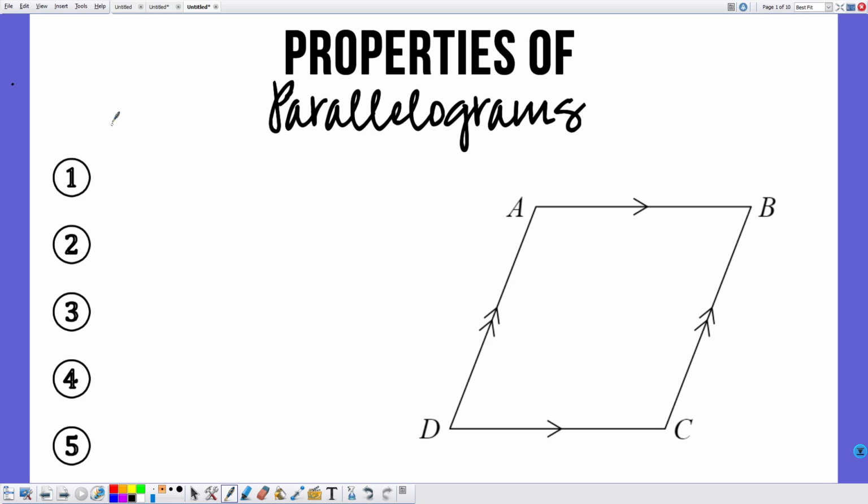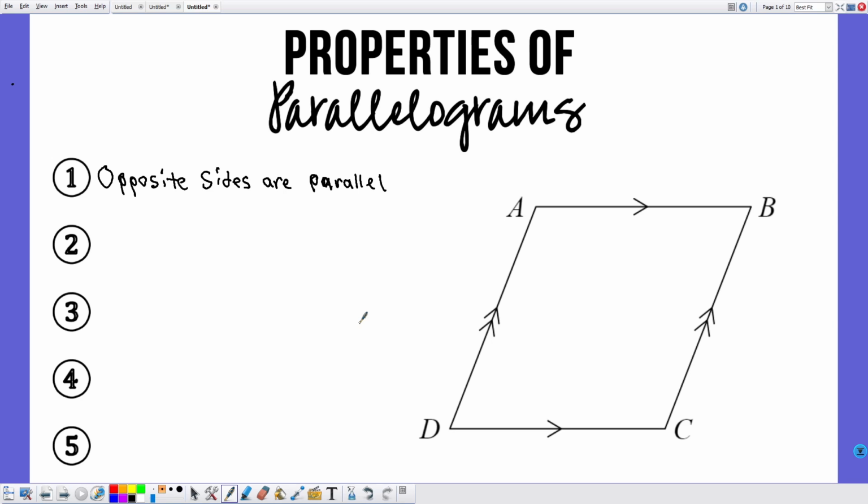The first being that, probably the most obvious property, is that the opposite sides are parallel. So, like AD is parallel to BC, AB is parallel to DC. Well, I mean it's right in the name. Parallelogram. So probably the most obvious one, but interesting nonetheless.